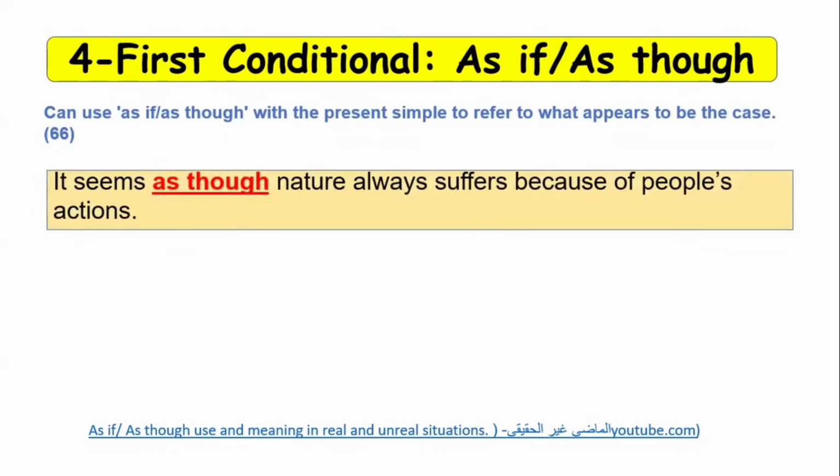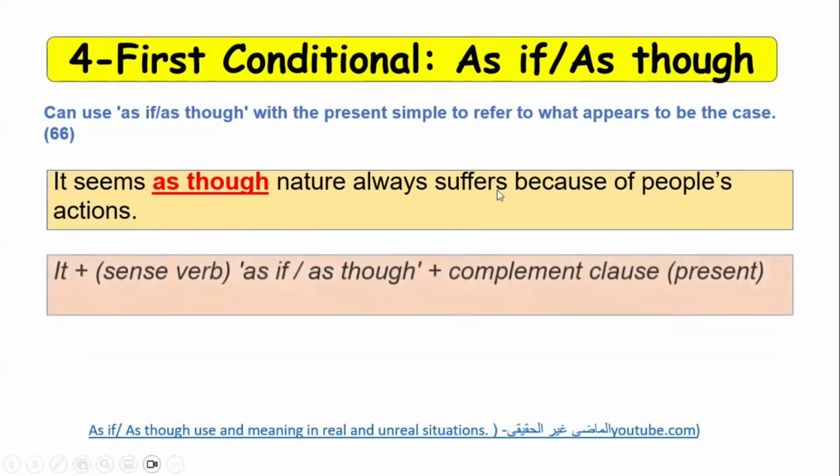It seems as though nature always suffers because of people's actions. It seems as though. يبدو كما لو. Nature always suffers، إنه الطبيعة دائما تعاني بسبب أفعال الناس. So what do we notice here? We notice that we have as though, and we have a sense verb, فعل من أفعال الحواس، يعني يبدو, something that you see. Nature always suffers. I'm using the present simple tense here, and this is the structure now.